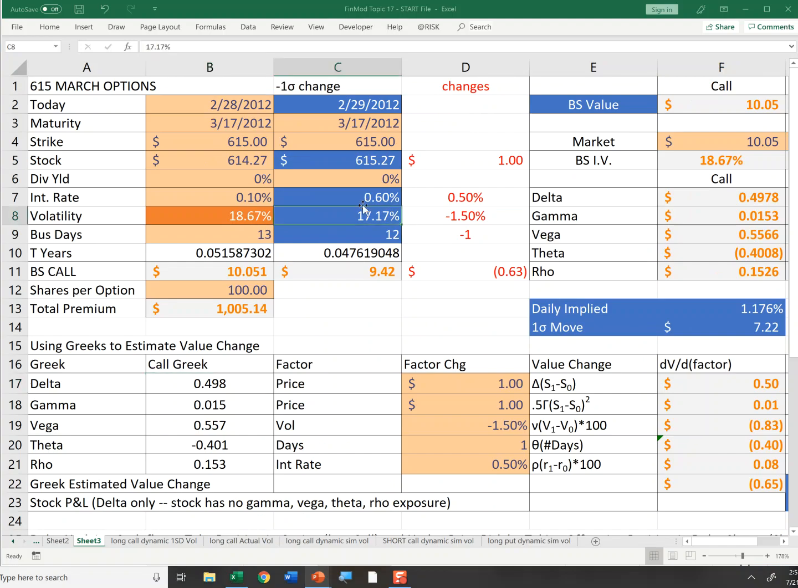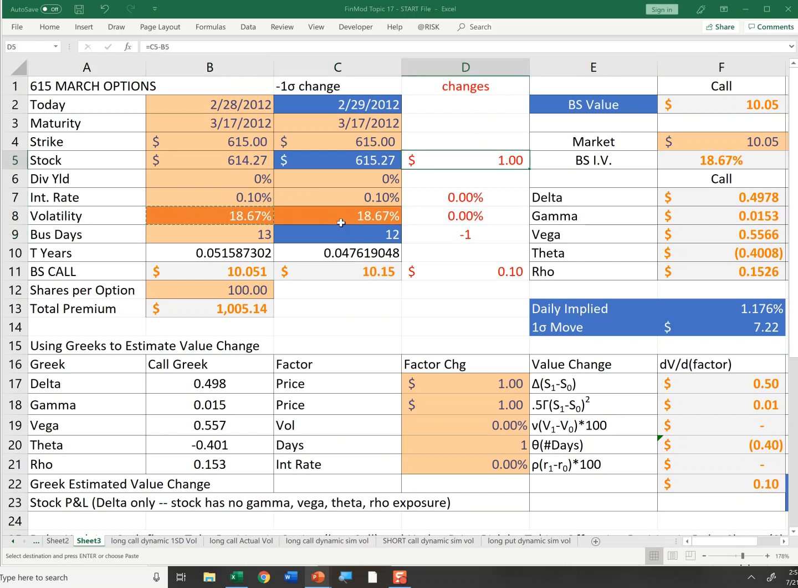I'm going to change this to no change in interest rates, no change in implied vols. It's 1 day older, and I want to have the stock price fall by $7.22. All right, and that would be, if I bought the option, a terrible thing to happen because remember the delta is positive.